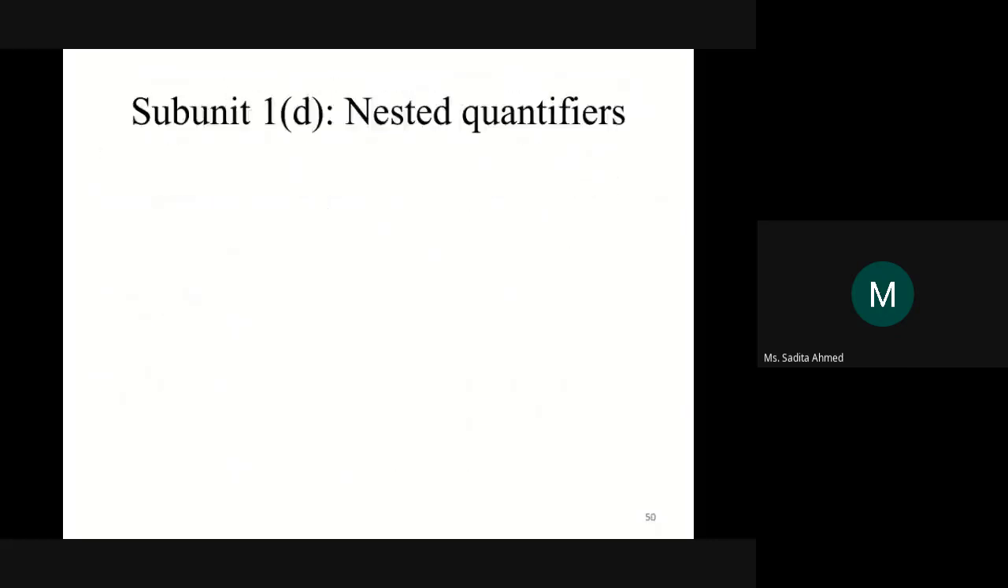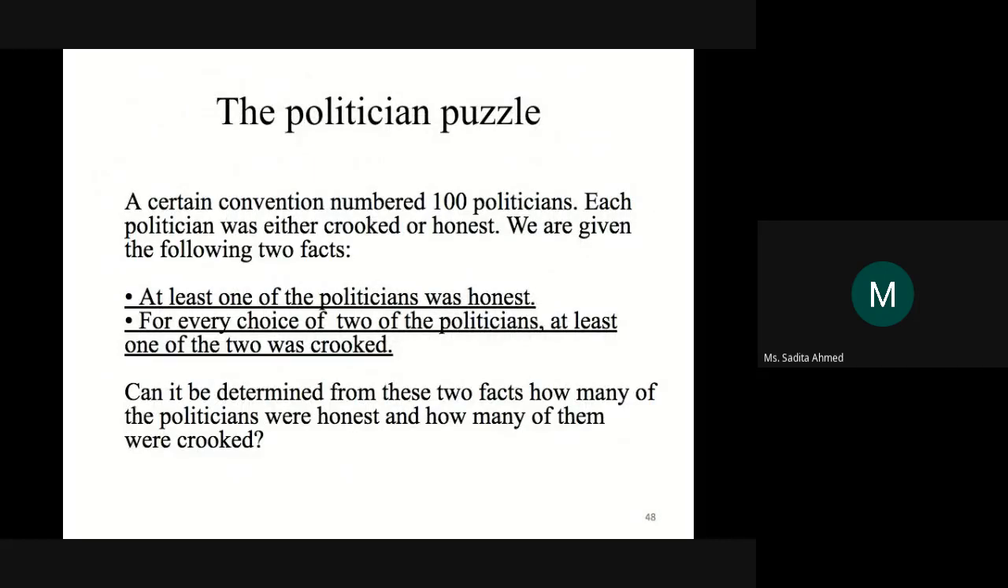Okay, if there are no questions, then let's go back to our puzzle.